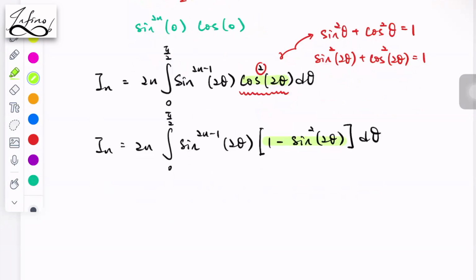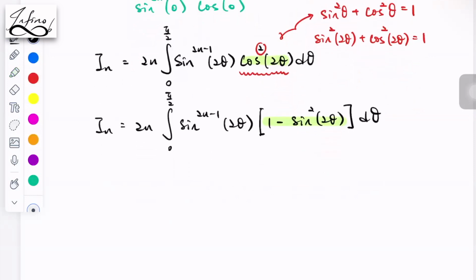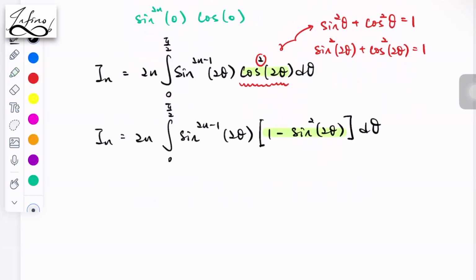And that's why I can do distribution again. When I do distribution, this one I will have IN equals 2n, and then integration from 0 to pi over 2. So I distribute this guy to here, to 1. I distribute this guy to here. So what should I have?